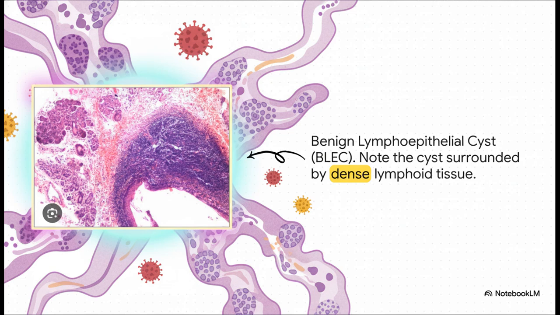And here we go. This is a classic histology image of a BLEC. See that lighter area in the middle? That's the cyst itself. But look at what's around it, that intense, dark purple wall of super dense lymphoid tissue. This very distinct structure is exactly what we're talking about.